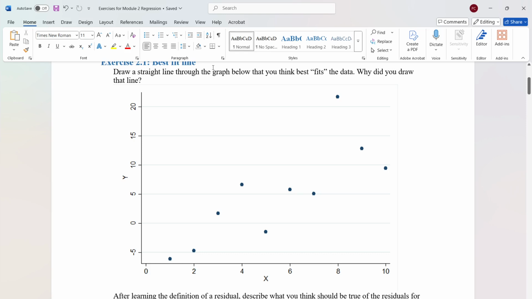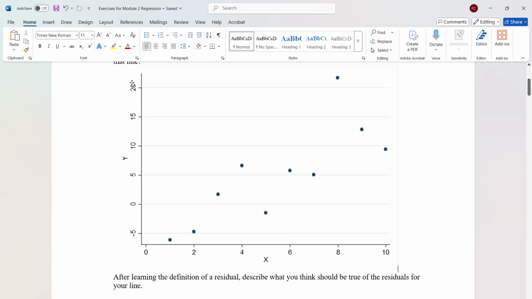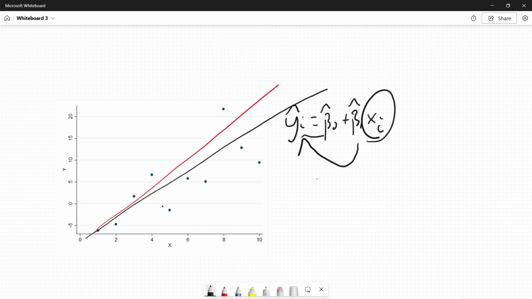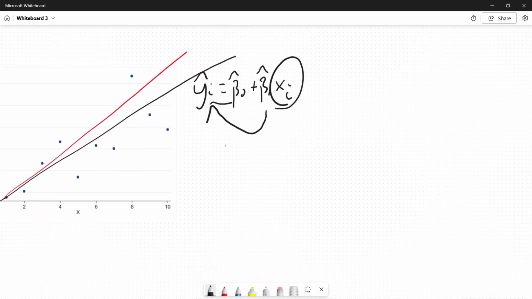But what it asks here is, why did you draw that line? Well, I want the line to be as close as possible to the data. There may be different ways of measuring that distance. After learning the definition of a residual, describe what you think should be true of the residuals for this line. And in fact, ordinary least squares is interesting, and perhaps this is part of why we call it ordinary least squares, in the sense that there's a reason why everybody uses OLS.